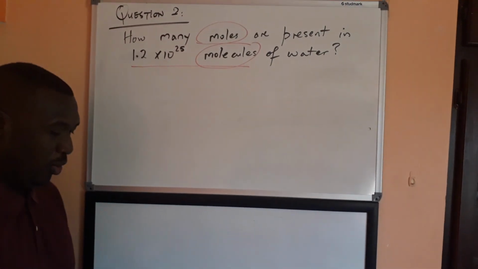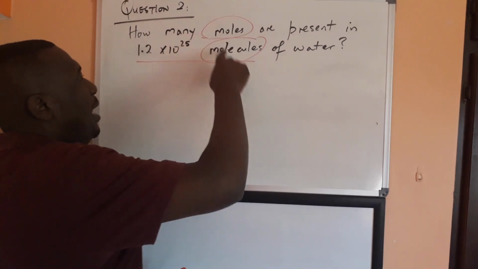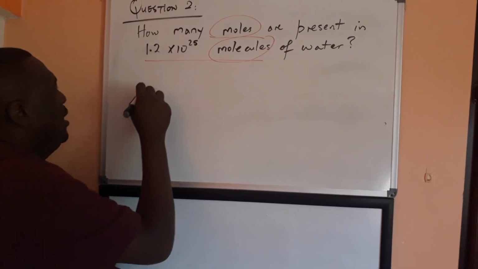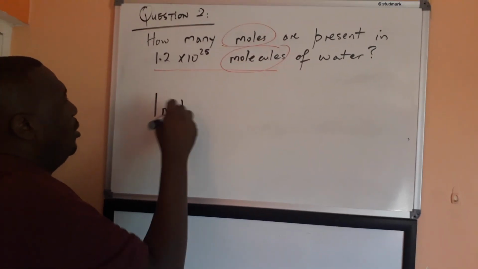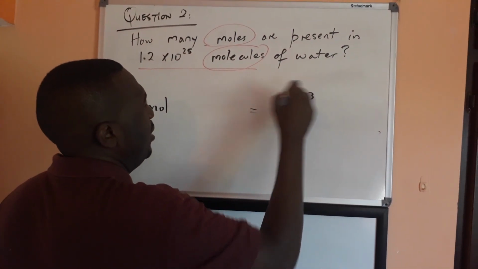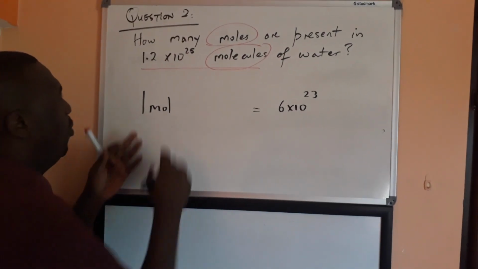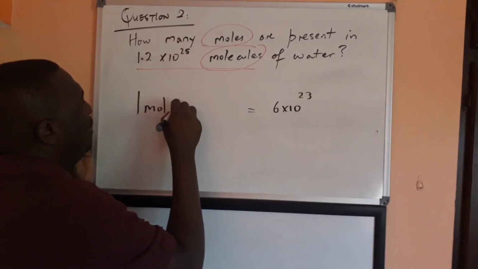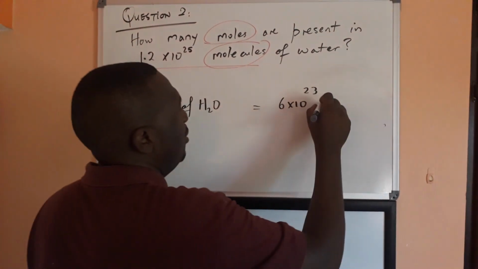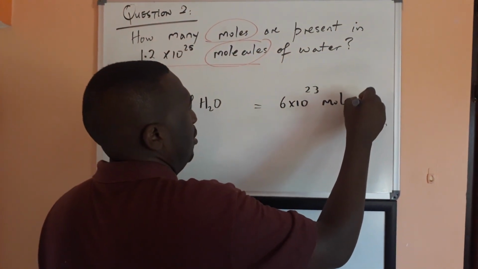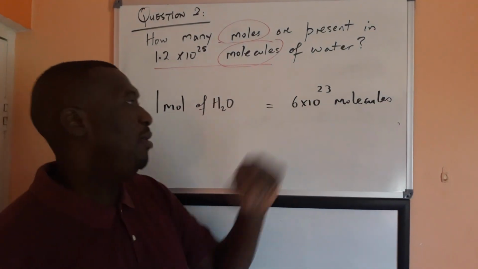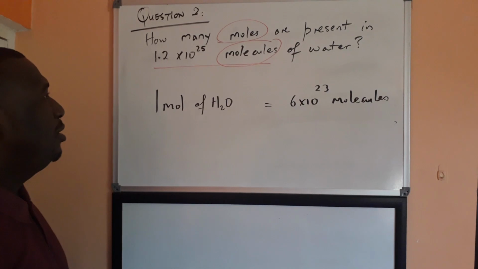Molecules. So again, the relationship is between mole and number of particles. And so we know what established relationship that is. 1 mole equals 6 times 10 to the 23 particles. Now 1 mole of what? Water, in this case. And what kind of particles? Molecules. Okay, so we've established our relationship. Now we can proceed to answer the question.